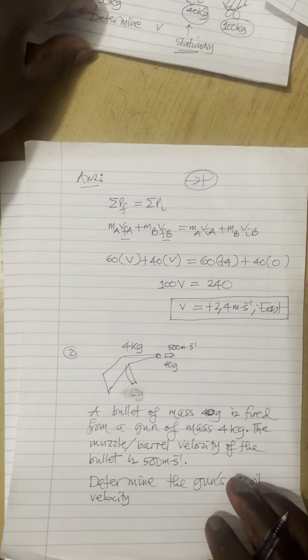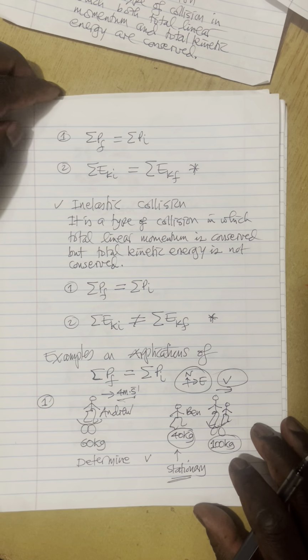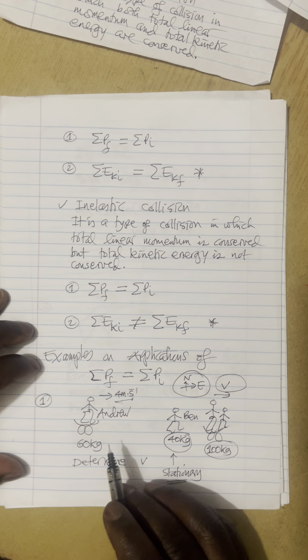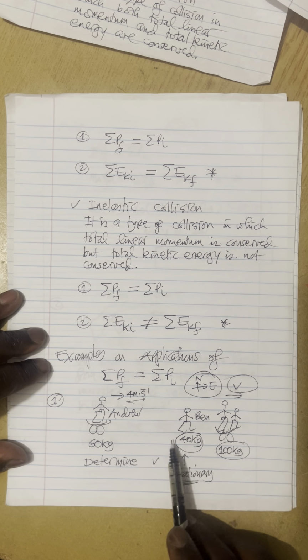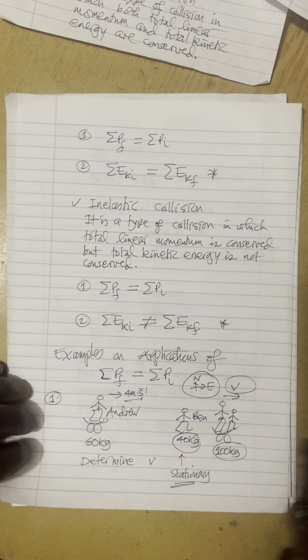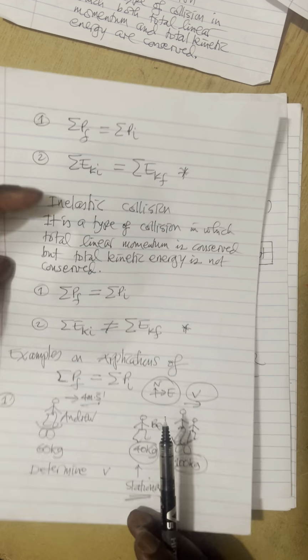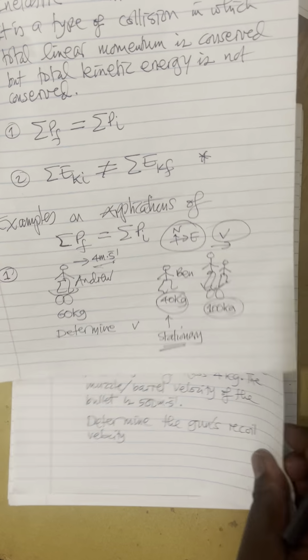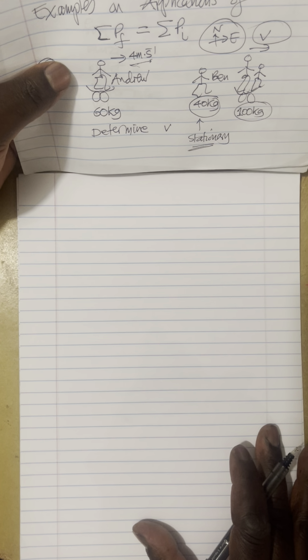Let's check only the first one. The first example was here: Andrew moving to the east, picking up Ben, and the two move together. If we want to check what kind of collision happens here as Andrew picks up Ben, we're going to look at total kinetic energy before Andrew picks up Ben and total kinetic energy after. So, checking the type of collision in example 1.